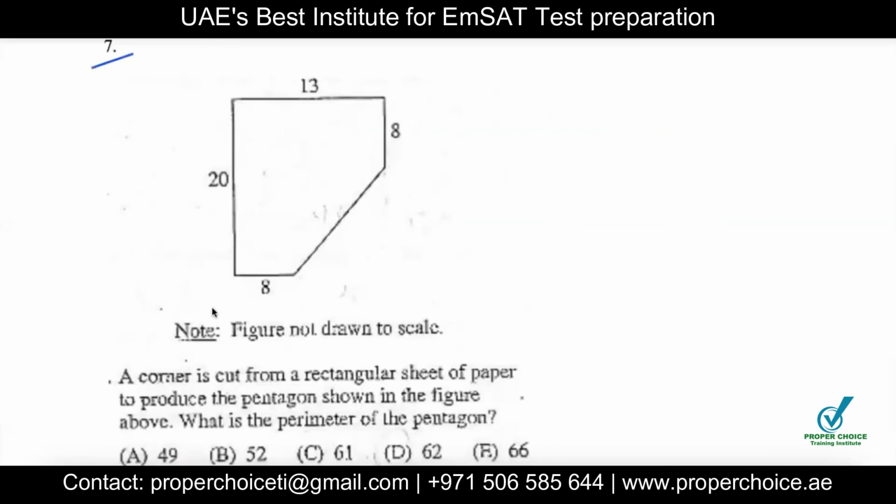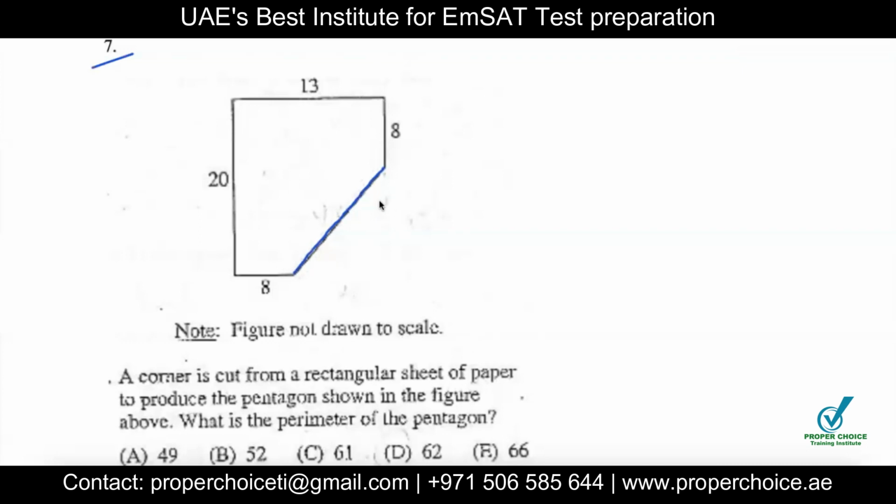Question number 7 is, a corner is cut from a rectangular sheet of paper to produce a pentagon shown in the figure. What is the perimeter of the pentagon? So a pentagon is basically a shape with 5 sides. They are asking what the perimeter of this will be. Perimeter, we know, is adding up all the sides of a shape, but I don't know the length of this side. So I need to find it out.